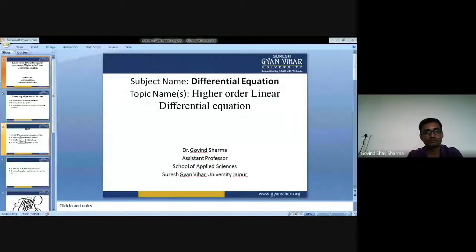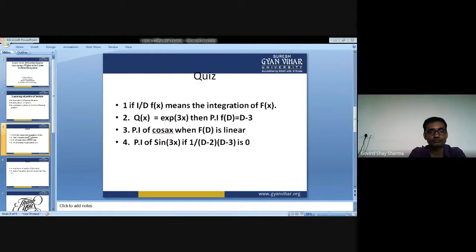Okay, students, for the quiz. If 1 upon d fx means the integration of fx, this is the right sentence, because 1 upon d is the differentiation of fx and 1 upon d is the integration of fx.